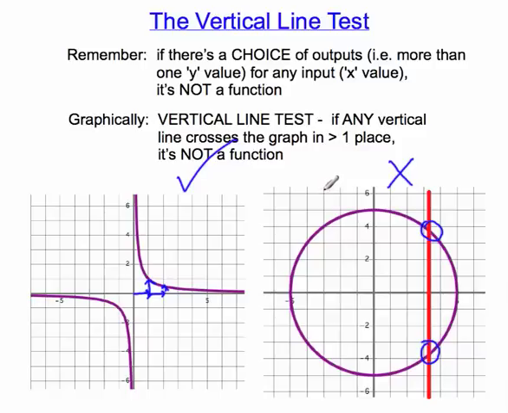Okay, so again, the vertical line test is a way of checking easily on a graph whether or not the graph is the graph of a function. If a vertical line touches the graph in more than one place at any point on the function, it's not a function. If a vertical line only touches at one place throughout the graph, then it's a function.